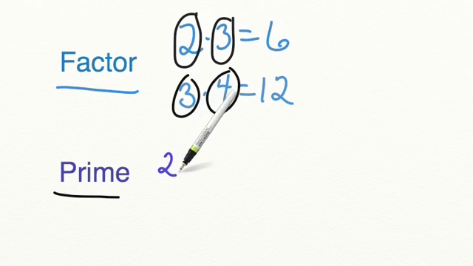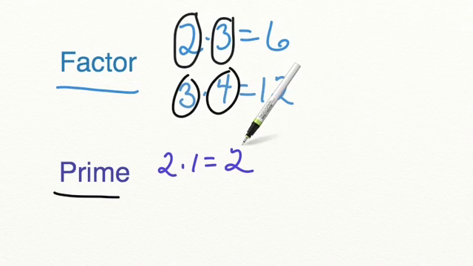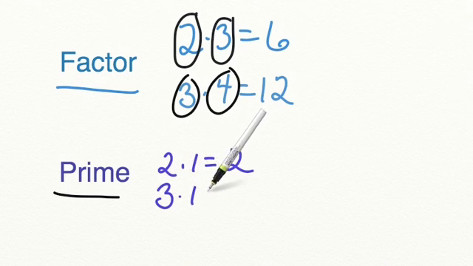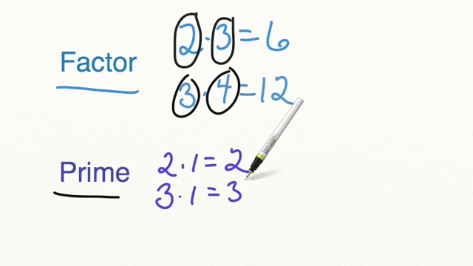So if we multiply 2 times 1, we get a product of 2. The number 2 can't be multiplied by any other number to get a product of 2. So that means that 2 is prime. Let's look at 3. 3 times 1 equals 3. Can you think of any other factors for the number 3? No, because there aren't any. So that means that 3 is also a prime number.